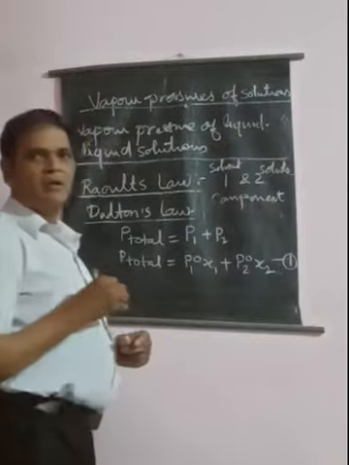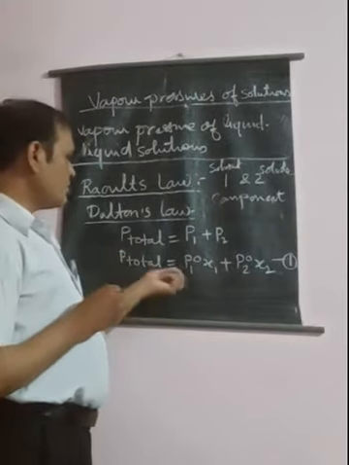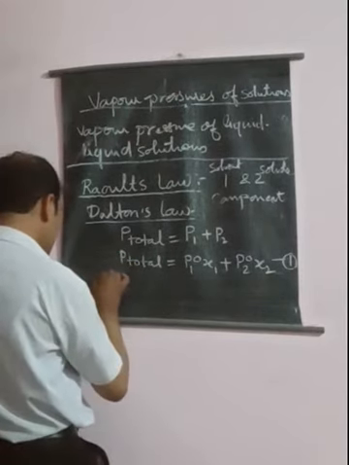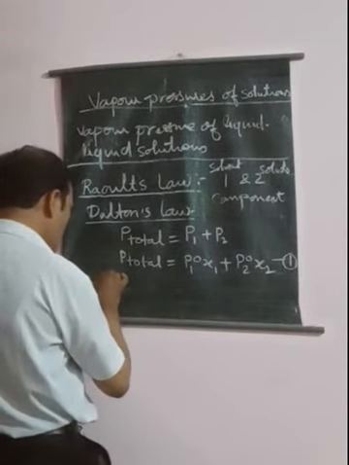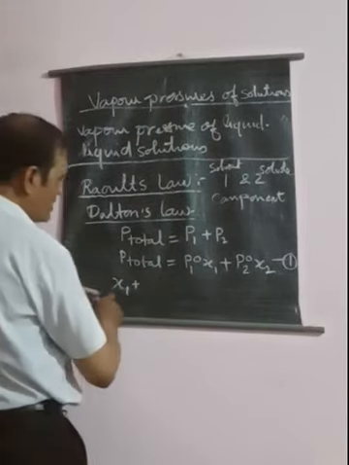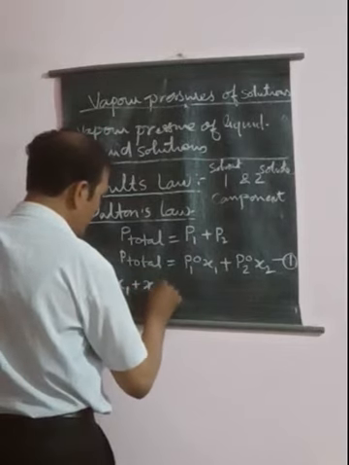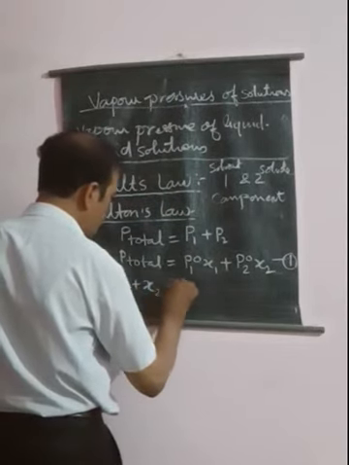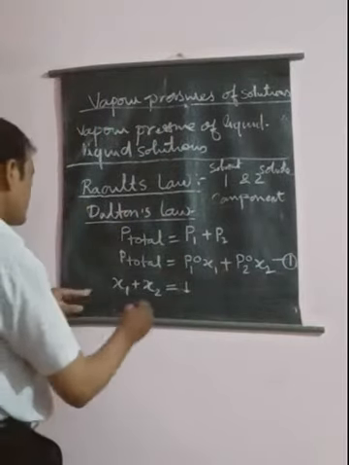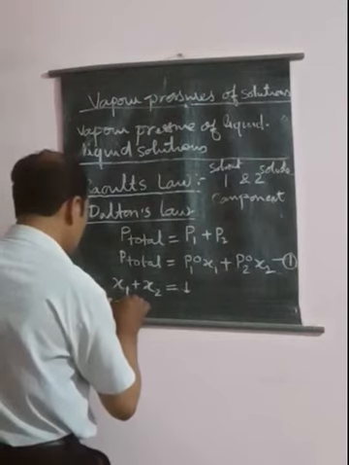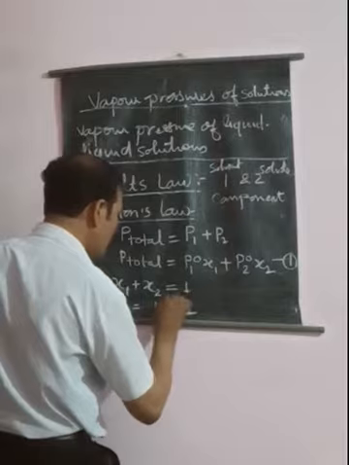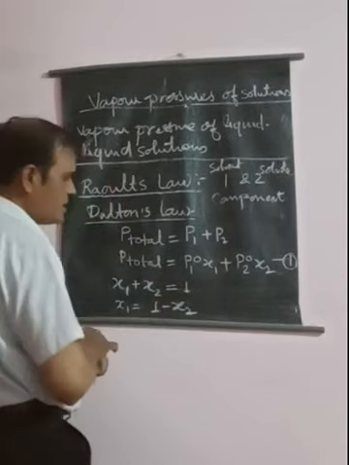Now you know very well about the mole fraction. Suppose the mole fraction of component 1 is x1, so the mole fraction of component 2 will be x2, and the sum will be equal to 1. Now we can also write x1 is equal to 1 minus x2.